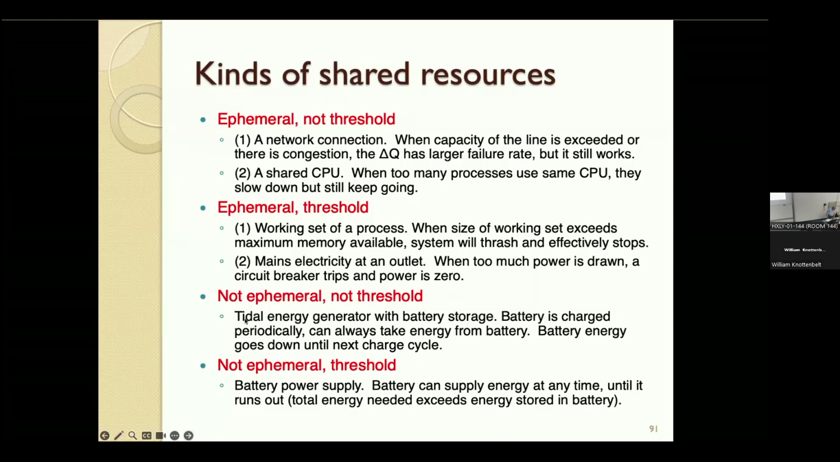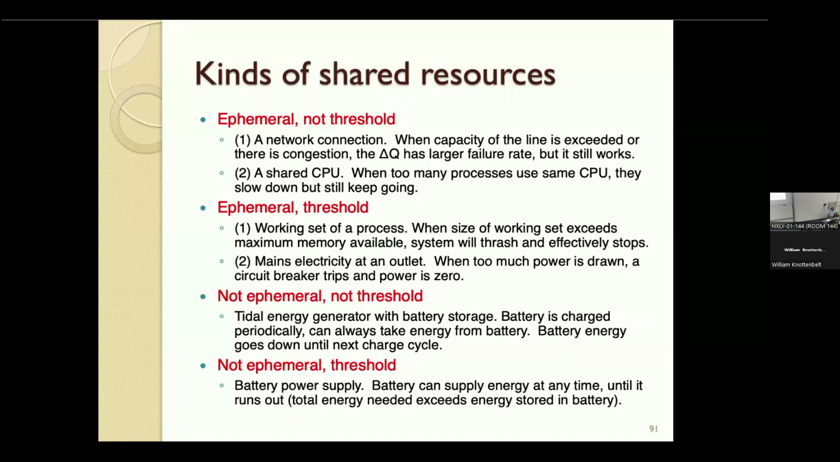And then there's other ones that are not ephemeral. Not ephemeral tend to be more things like batteries, where the resource is stored over time and you can use it over time. So a battery is a threshold resource. When the battery runs out, it gets 0. But if you have a tidal energy generator with battery storage, it keeps being replenished. So it never actually goes to 0. It can go down and down, but not to 0. So those are the different kinds of resources.